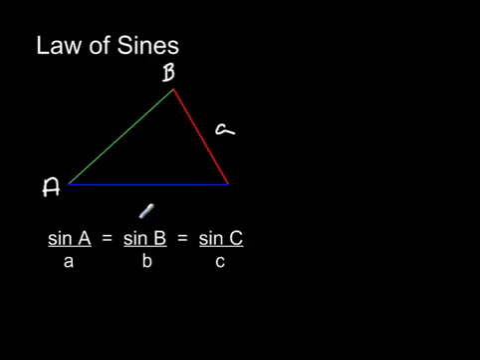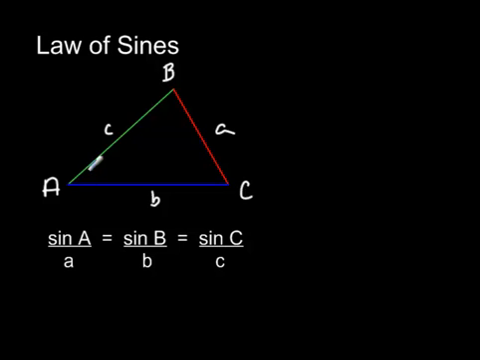Here we have angle B and side B, angle C and side C. Notice that the capital letters represent the angles and the lowercase letters represent the sides that are opposite of those angles. So let's solve for this.